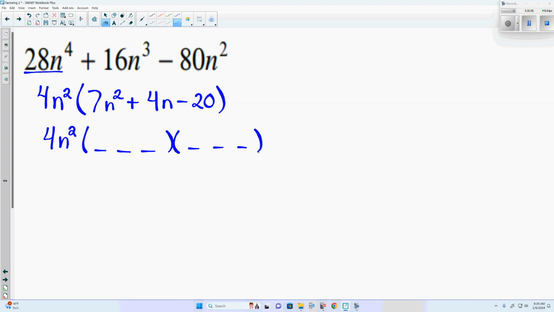Now, there is no other greatest common factors between 7, 4, and 20. We'll do our 2 sets of parentheses. At this point, we're finding the sign. So here, our third term is our negative 20. And since the third term is negative, our signs are opposite. One is going to be positive. One is going to be negative.